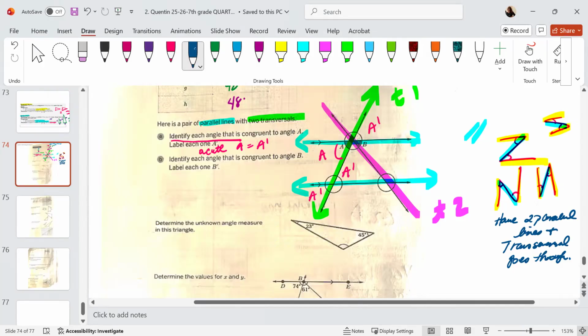That one's fine. These ones are vertical. This one and this one are vertical angles. Vertical angle. Do you see that? The top triangle. Which one? That one. This one right here? Yeah.